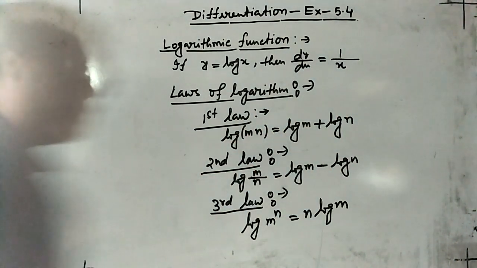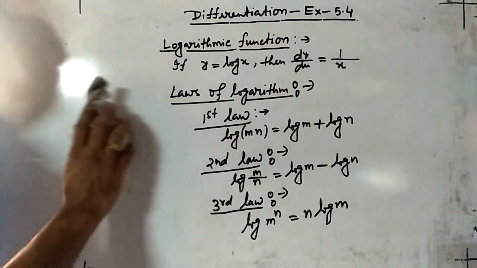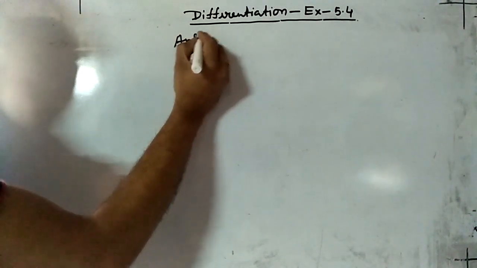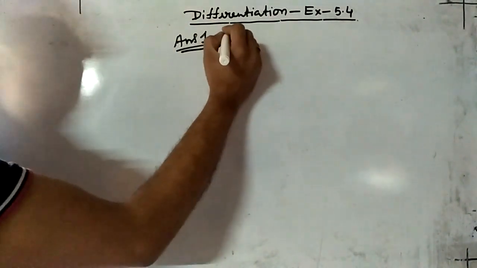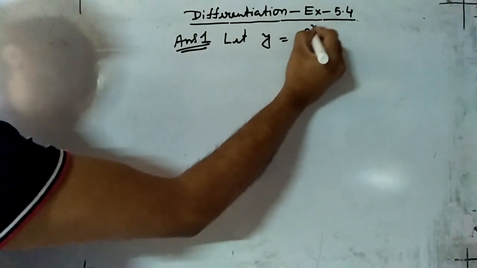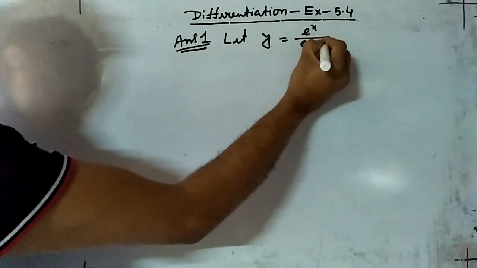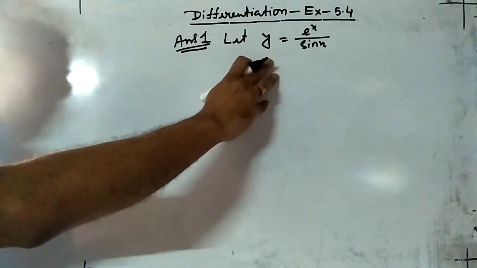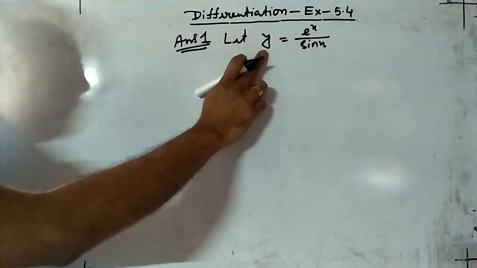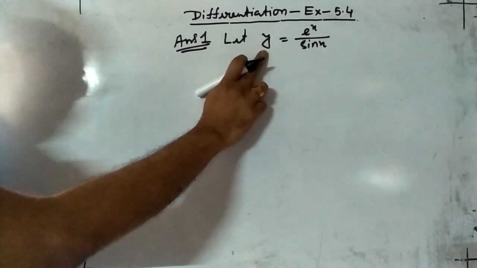Now these exercise questions we are going to solve. First question, answer 1. Here the function is given, e to the power x divided by sin x. So let y equals e to the power x upon sin x. Again I am telling, if you are differentiating, always write y. Without y, if you differentiate, then it is very difficult to represent dy by dx.